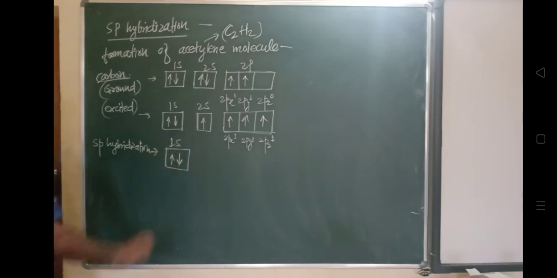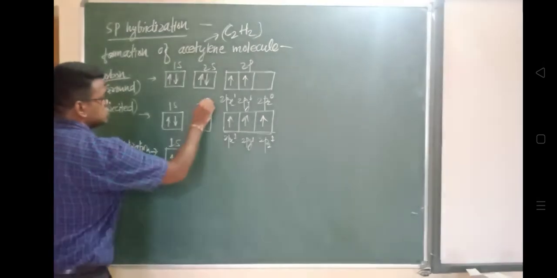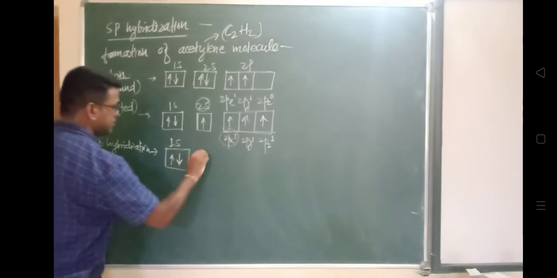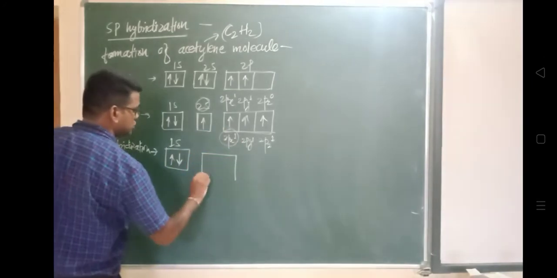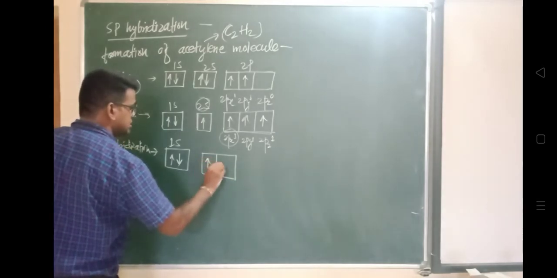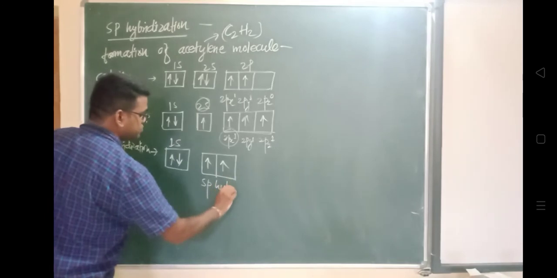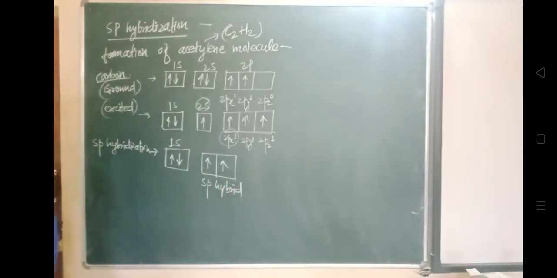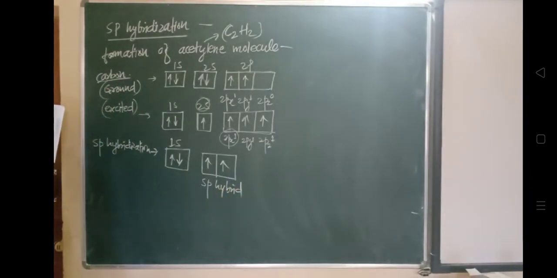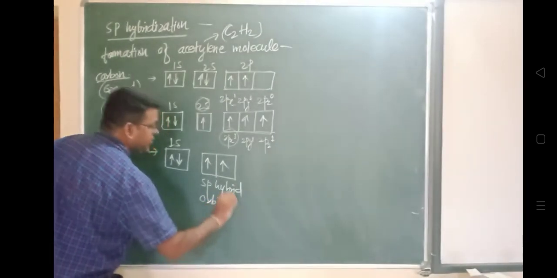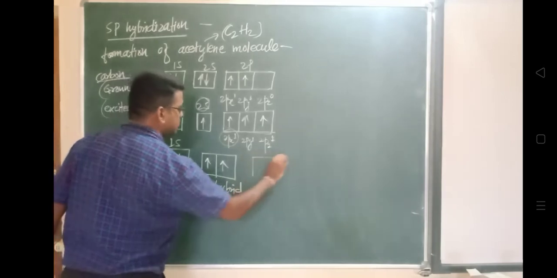Okay. In the case of the C2H2 molecule, what will happen here? We will have to show it with the help of bonds. Out of these two sp hybrid orbitals, one carbon atom will be bonded with the other carbon atom, one hydrogen atom will be bonded with one carbon atom, and another hydrogen atom will be bonded with the other carbon atom.